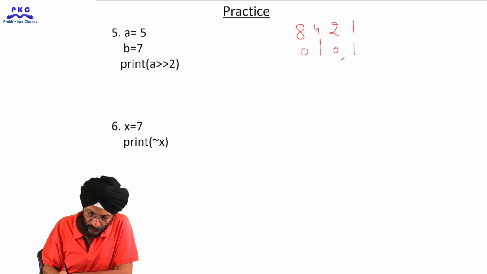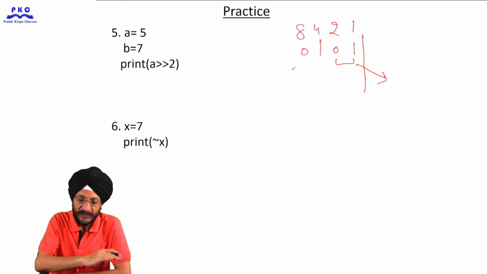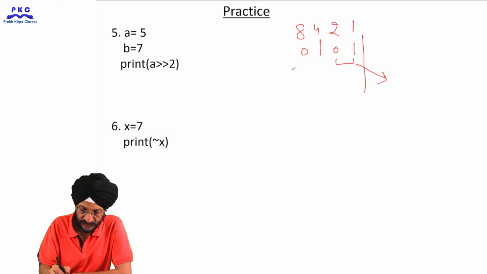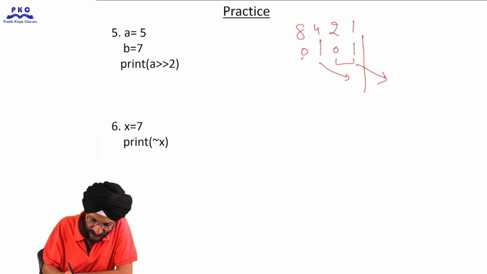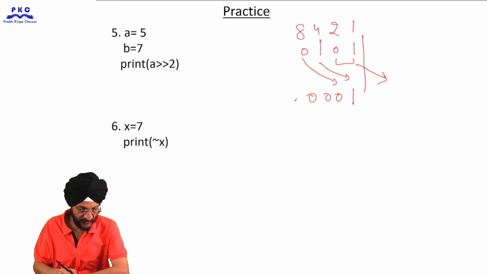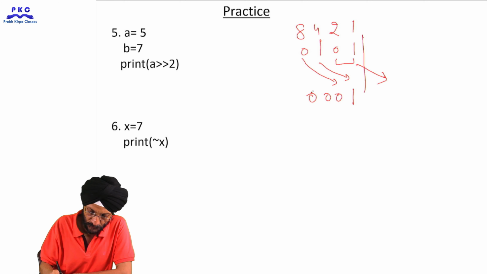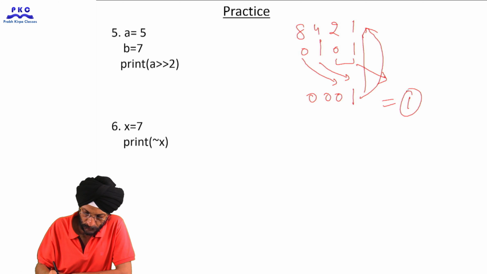That is, we right shift by 2. Here we have to shift these 2 bits outside. Now we will shift all these bits to the right side. It means ultimately these 2 bits will be taken out. So it will come here, it will come here. So 0, 0, 0, 1. This will be the final outcome. So what is the result? This one will represent this value, and the output is 1.